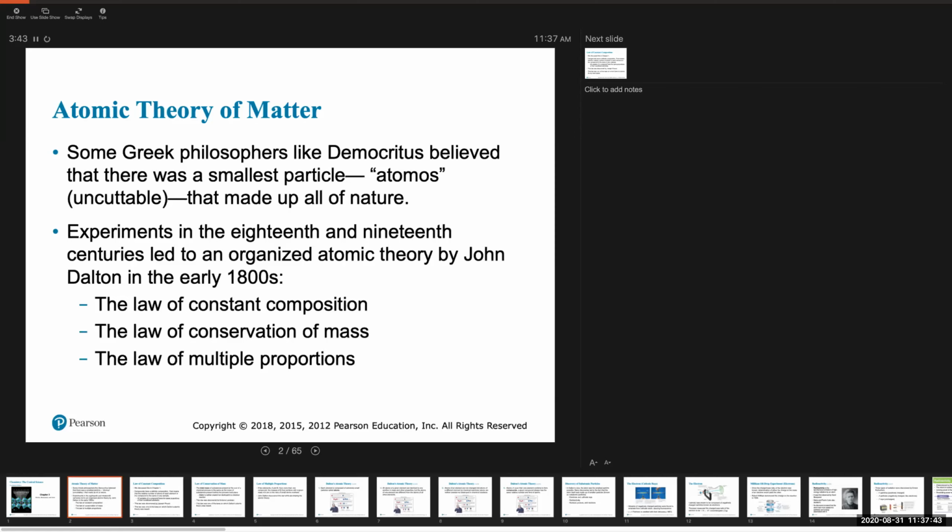His theory was based on 3 key things. One is the law of constant composition, which we talked about earlier in chapter 1. The other is the law of conservation of mass. And thirdly, the law of multiple proportions. We're going to talk a little bit more in detail about what each of those are.